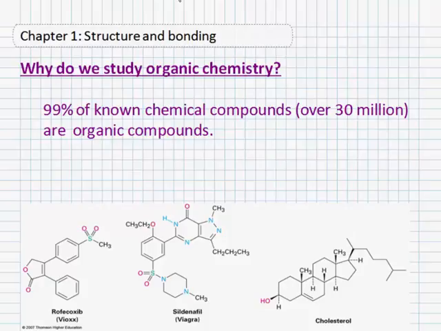So having a knowledge of organic functional groups and how these molecules work will be really key to understanding how biochemistry happens, how the body's actual chemical functions work. I say here that 99% of the known chemical compounds, and it's over 30 million of them, are organic compounds. So of all the compounds out there, organic compounds are pretty much all of it. Inorganic compounds make up a tiny minority of all of the actual compounds that are out there.